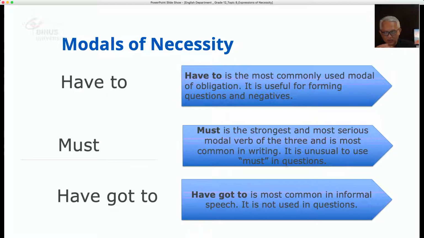Okay, number 3, have got to. This is informally very often used. So you can say this in the context of, for example, I've got to do my homework tonight, otherwise I will be in trouble. Right? So it's something that you say informally to your friends, family, and someone who is close to you. And it's not used in questions, as you probably know. So, have you got to go? No. Usually we say, do you have to go? We don't say, have you got to go? Mostly it's just, do you have to go?